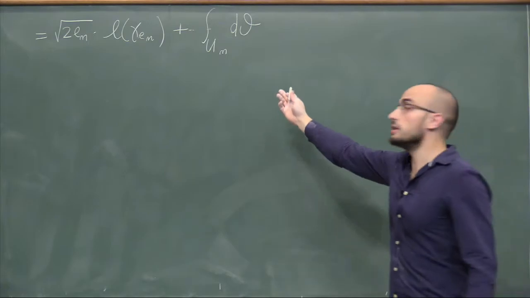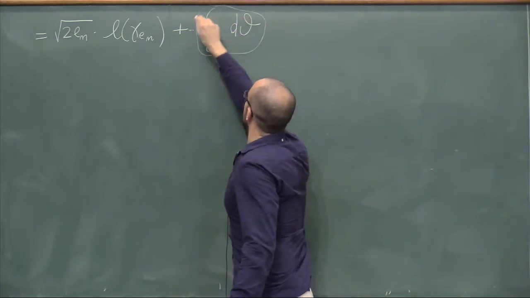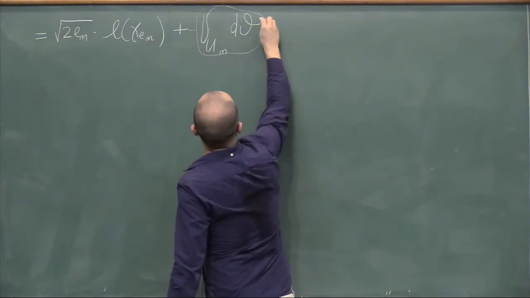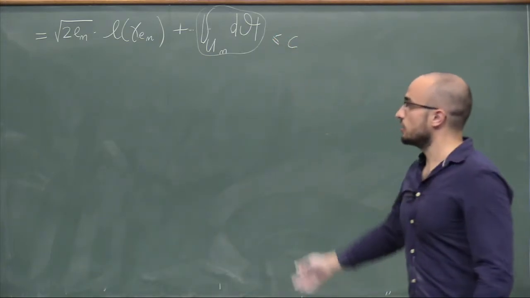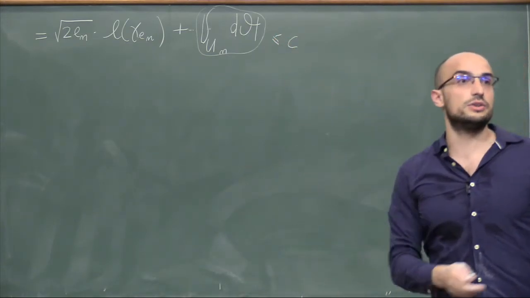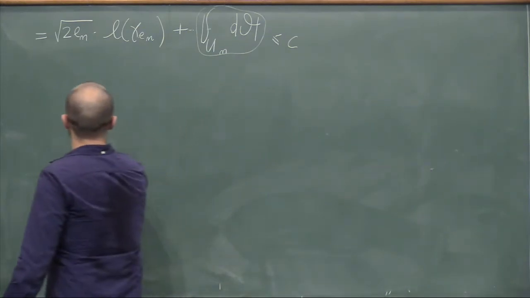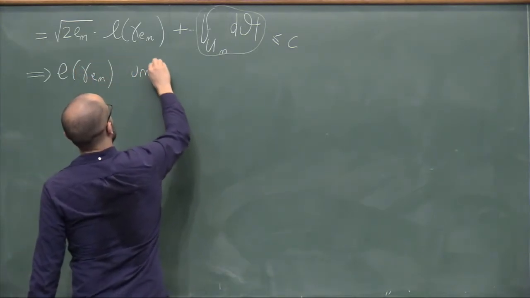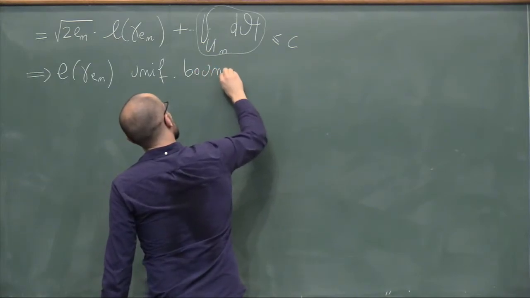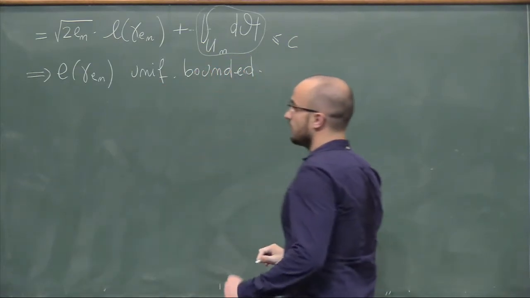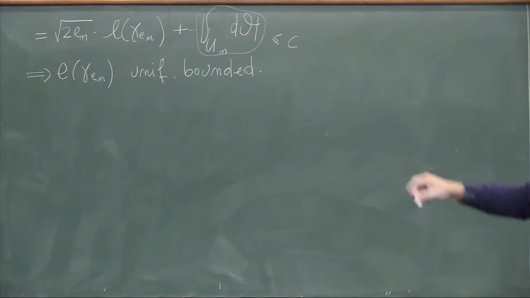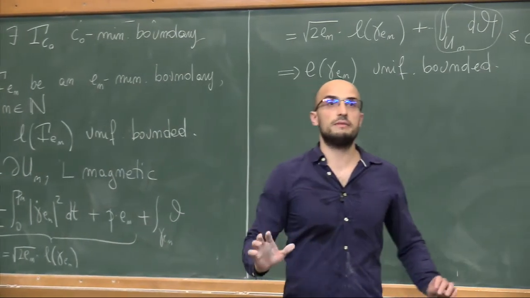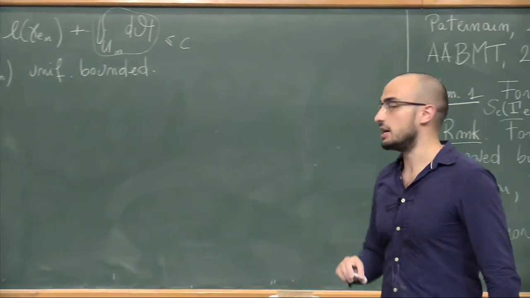Okay? And this is a uniformly bounded thing. So in absolute value it is less or equal than some constant. So if you see our inequalities, this tells you that the length of gamma_n is uniformly bounded. Very good. And by the way, without the embeddedness, we couldn't say this. So this works only if we have embedded curves. Otherwise, we don't have such an estimate.